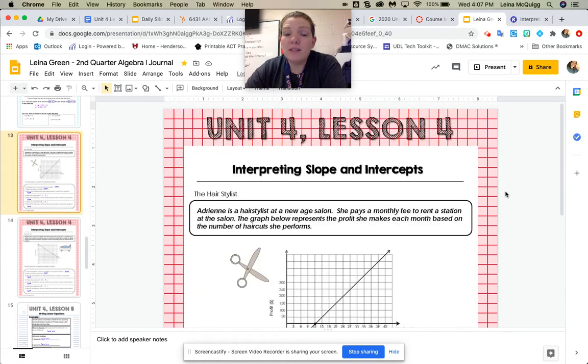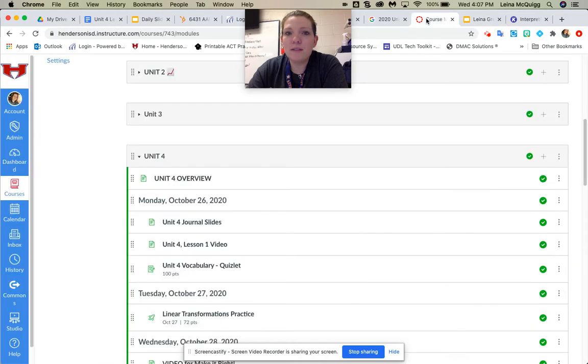So you need to make sure your journal is up to date. All of the Unit 4 slides I gave you at the beginning of Unit 4. In Canvas, at the top of Unit 4, there are Unit 4 journal slides. You can copy those over to your journal. If you need help copying journal slides over, go back and watch the video Unit 4, Lesson 1. I gave you instructions on how to copy those over. Make sure your journal's up to date.